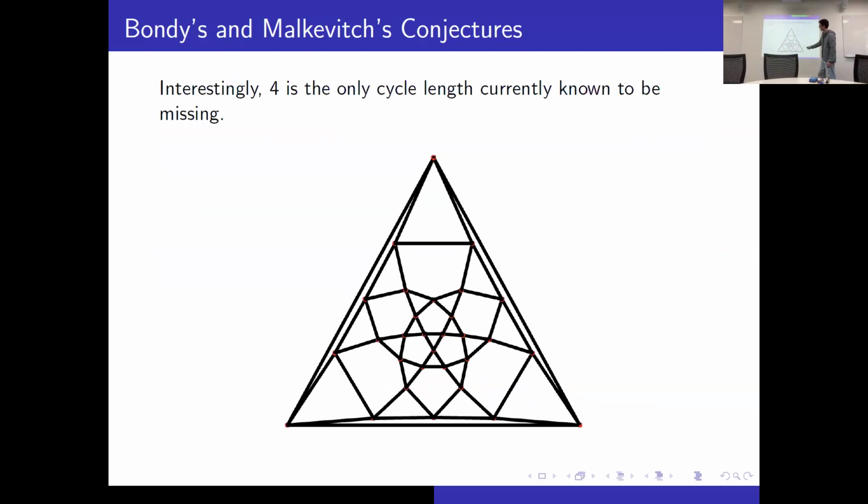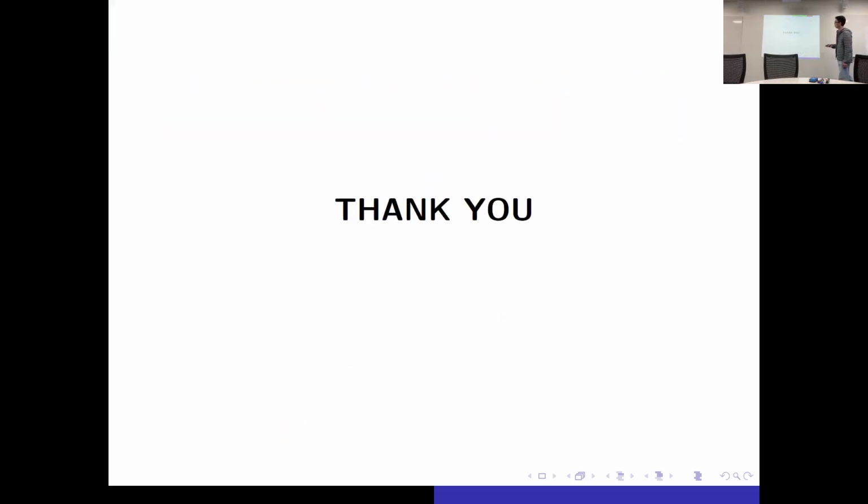And here is an example of why we need to be careful about the cycle length 4, because there are some 4-connected polyhedral graphs which have no 4-cycles. Here is the example. Okay, so that's all of my talk. Thank you.